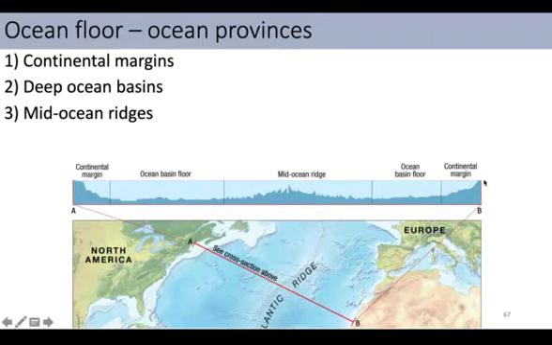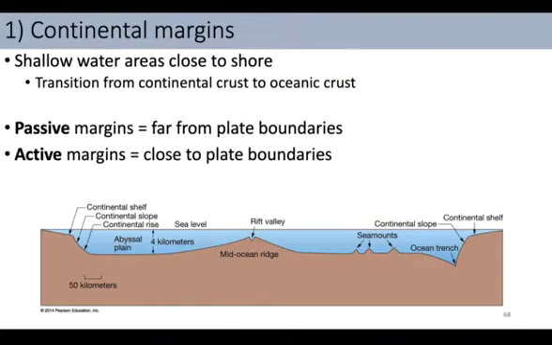So our ocean floor is really made up of three different sections, categories. The first being continental margins, the second deep ocean basins, and the third are mid-ocean ridges. So I'm going to go through what each of these three mean for the last part of this lecture today.